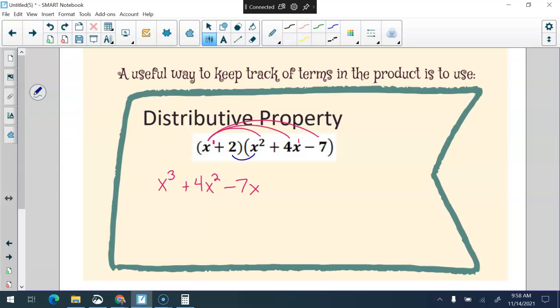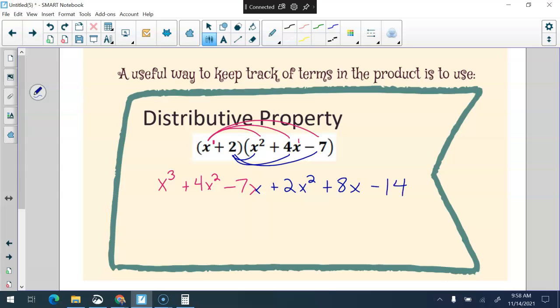So 2 times x squared, I was taught to write it here. You may want to write it down here, because we're going to combine them in the end, and then we can line up those like terms. So that's kind of cool. So I'm going to write plus 2x squared over here, because that's what a lot of kids will do. And then 2 times 4x is 8x, and 2 times -7 is -14.